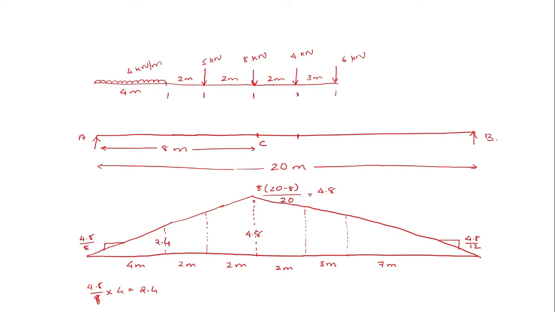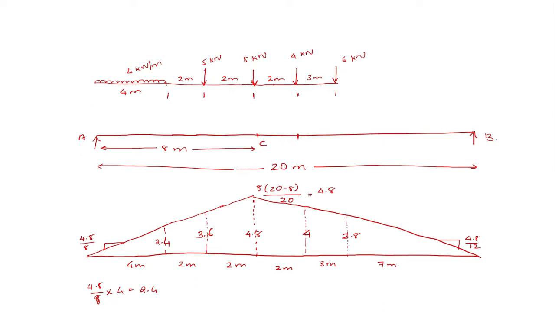Similarly, 4.8 divided by 8 into 6, that will give you a value of 3.6. Now at this end, 4.8 divided by 12 into 7, that will give me a value of 2.8. Then 4.8 divided by 12 into 7 plus 3, 10 meters, that will give me an ordinate 4. So as such, you know the corresponding ordinates at these concentrated load points.